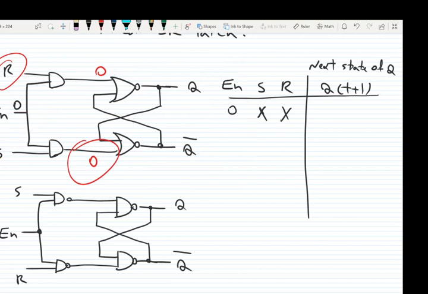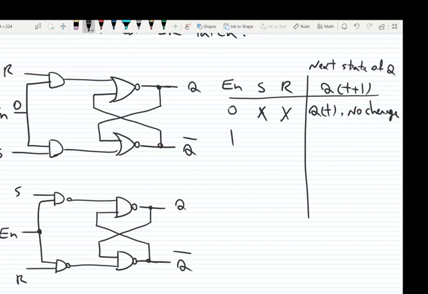So we can say, if enable is 0, no matter what X, S and R are, we will have Q of T in the output, or no change. If enable is 1 and inputs are 0, again the same story, no change.